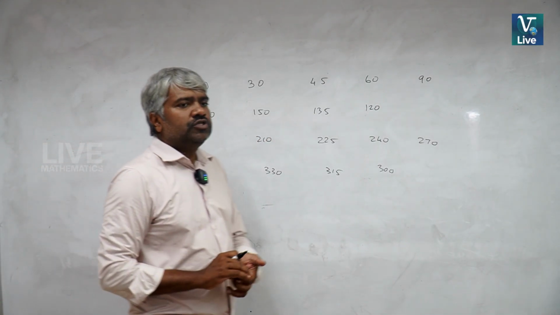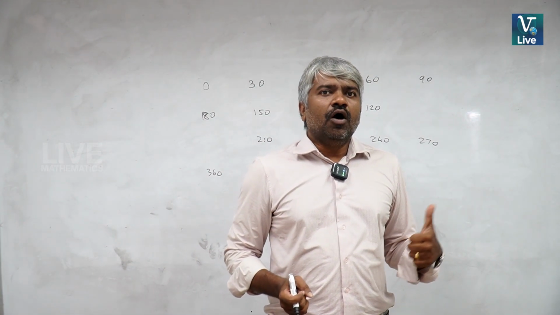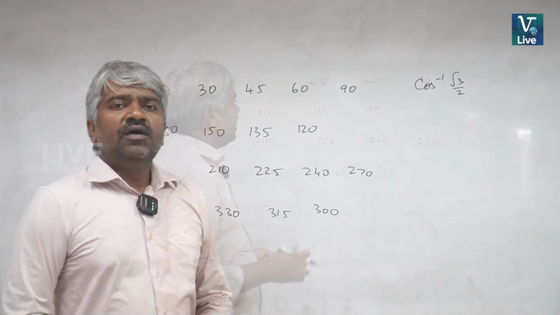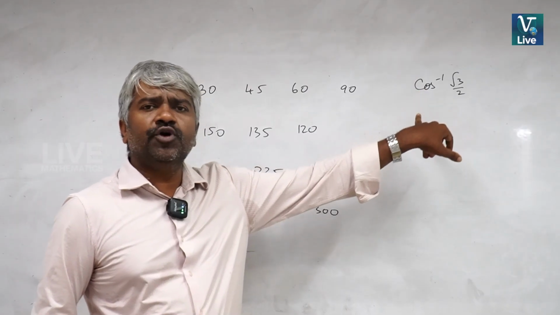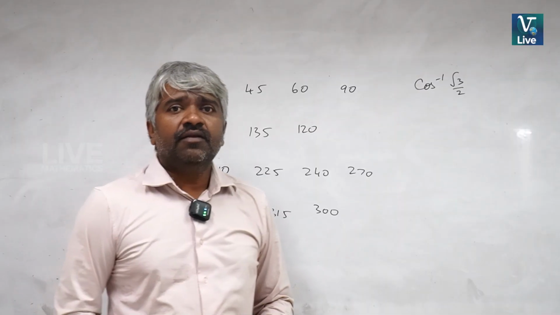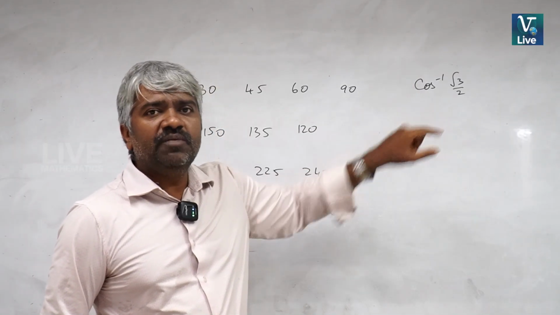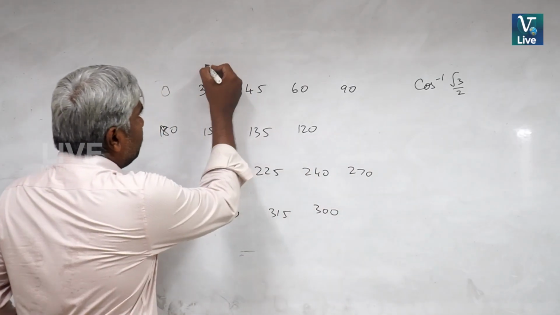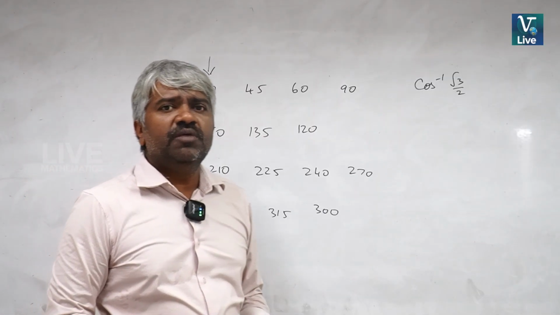Now I'll be solving a few problems from your textbook so that you get an idea of how to find the principal value of these data. Let us see the solution of cos inverse of root 3 by 2. That is, I am going to find the principal value of cos inverse of root 3 by 2. For what angle does cos theta give root 3 by 2? From what you learned in class 10, we know that cos 30 degrees is root 3 by 2.